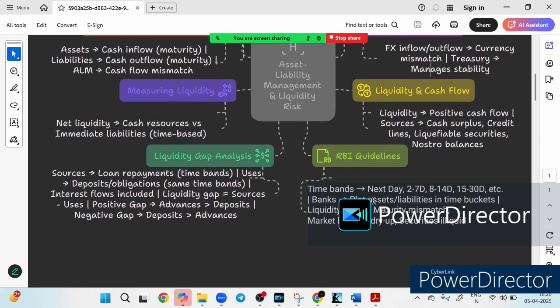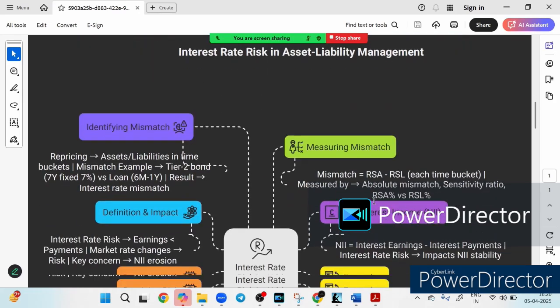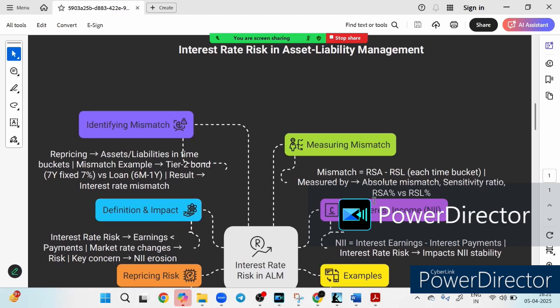So this is the first slide. Now let's look at the second slide. Let's look at the interest rate risk in ALM. So friends, let's talk about it. Ever wondered how banks deal with interest rate fluctuation? One wrong move and their profit could vanish. That is why they use ALM, asset liability management, right, to tackle the interest rate risk. Yes, ALM is used to tackle the interest rate risk.